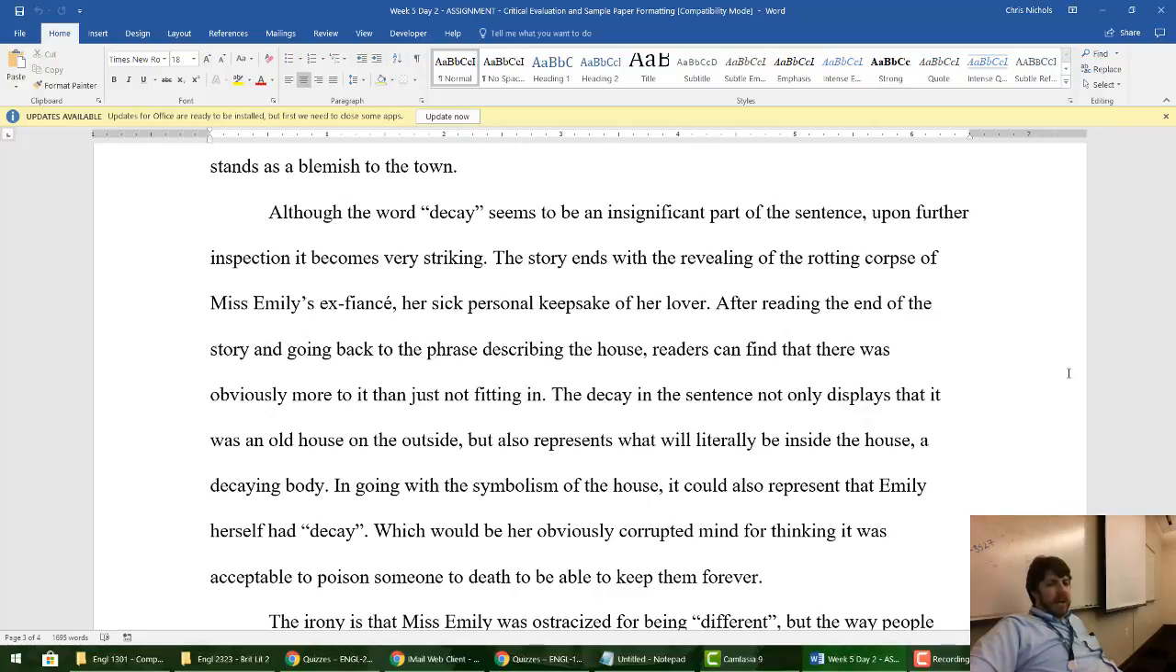In going with the symbolism of the house, it could also represent that Emily herself had decay, which would be her obviously corrupted mind for thinking it was acceptable to poison someone to death, to be able to keep them forever. At this point, I was blown away. I was like, you're telling me if I'd paid attention to the second sentence of the story, I'd know there was going to be a dead body at the end?